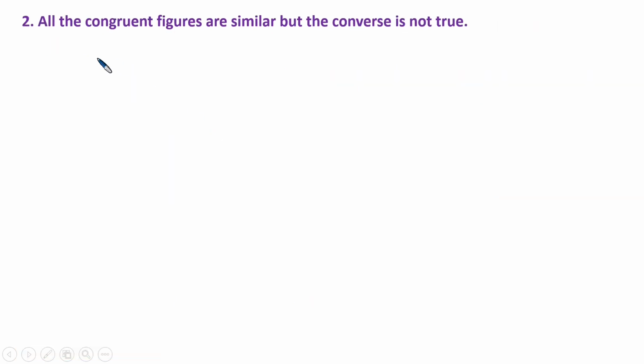The second point of your summary was that all congruent figures are similar, but the converse is not true. Of course, if the figures are exactly the same, they are similar, but the converse is not true. If they are similar, one may be small and one big, so they are not congruent. Congruent means it has to be exactly the same.